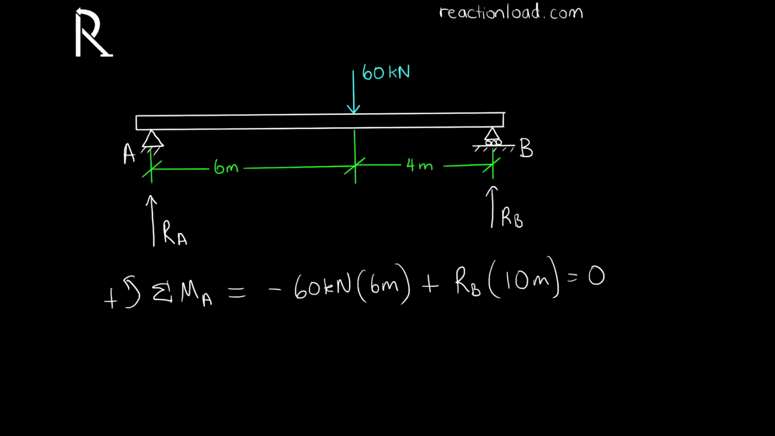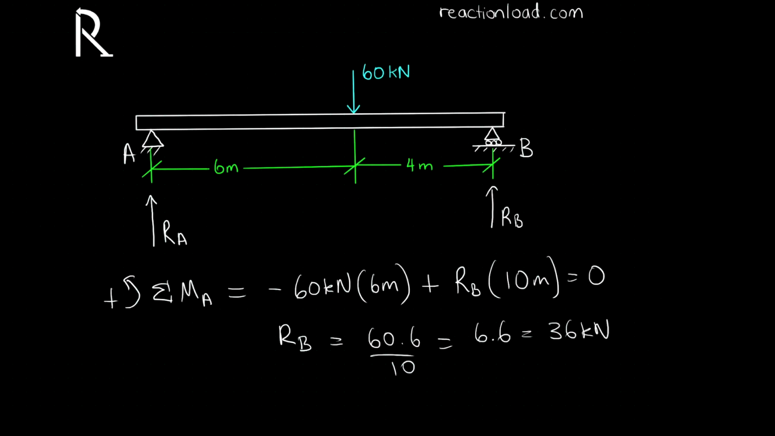And that's because the moment about pivot point A has to be 0, because there's no ability on a simple support to restrain the beam against moment. As we said at the start, the beam's free to rotate at pivot point A and pivot point B. So rearranging this, we get RB is equal to 60 times 6 on 10, which is equal to 6 by 6, which is 36 kilonewtons. So we have our magnitude for the reaction force B.